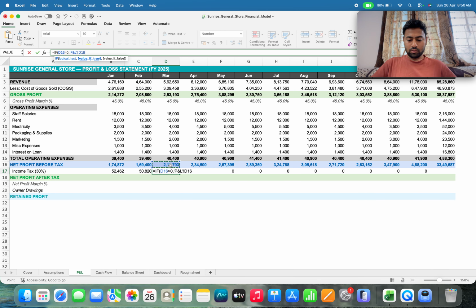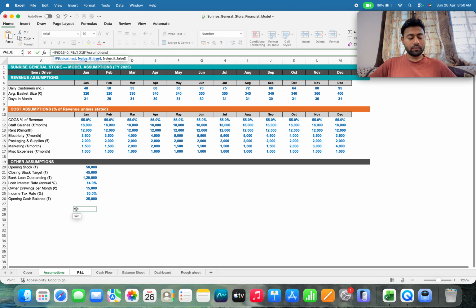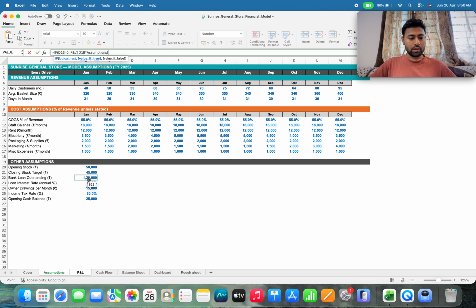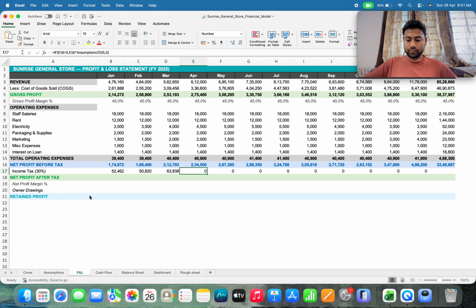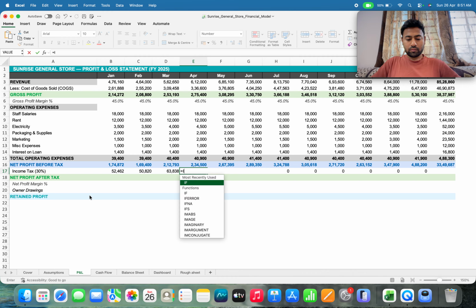Multiply here with this, and again we will go to the assumption sheet. We have the 30% tax rate, comma 0 bracket close, enter. Equal to, again what we are going to do is IF, comma is greater than 0.